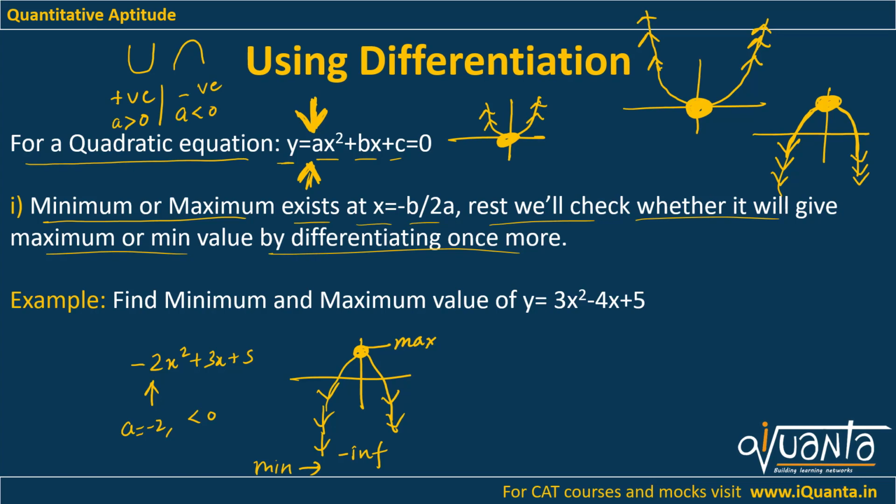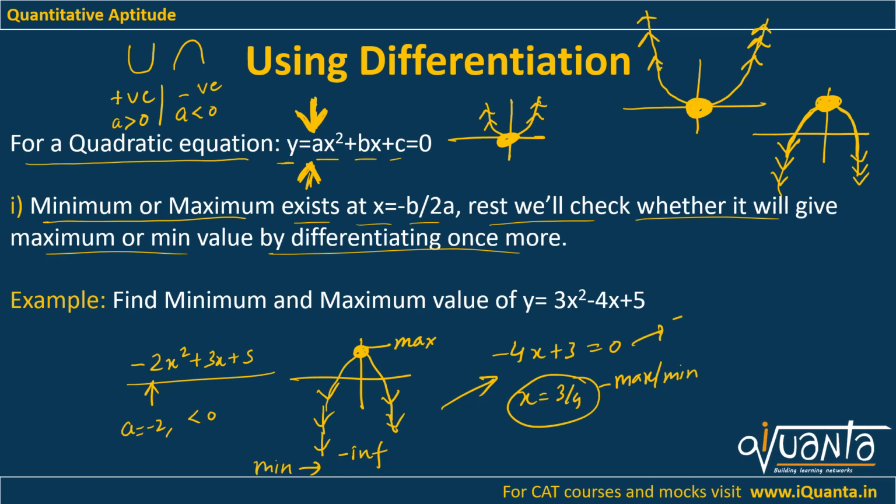To calculate the maximum, what you will do is differentiate it. If you differentiate it, you will get minus 4x plus 3, right? Now to find out at which point the maximum will occur, you will equate it to 0. You will get x equals to 3 by 4. So at this point, either the maximum or minimum will occur. So how will you check whether maximum or minimum will occur? You will just differentiate this once more. Minus 4x plus 3 differentiated once more, you will get minus 4. So this is double differentiation, right?